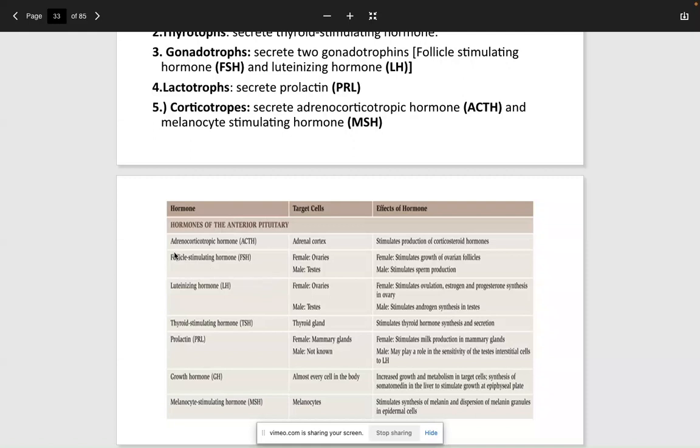The gonadotropes, both FSH, follicle stimulating hormone, and luteinizing hormone. FSH is going to work in the ovaries, right? And it's going to be helpful in the maturation of the follicle, causing release of estrogen later on. It's going to cause the growth of this ovarian follicle. Within the males, it's going to stimulate sperm production.